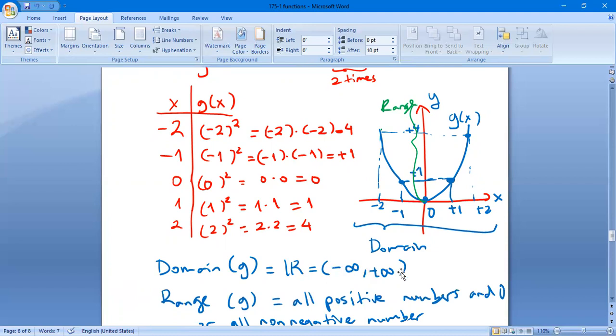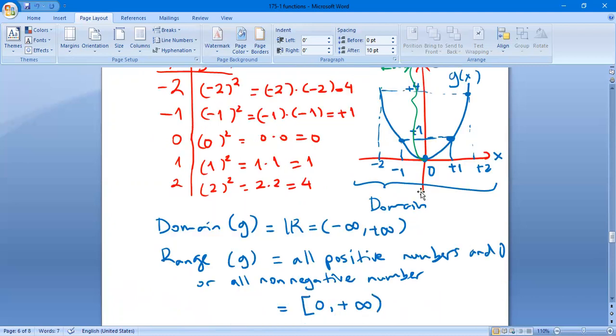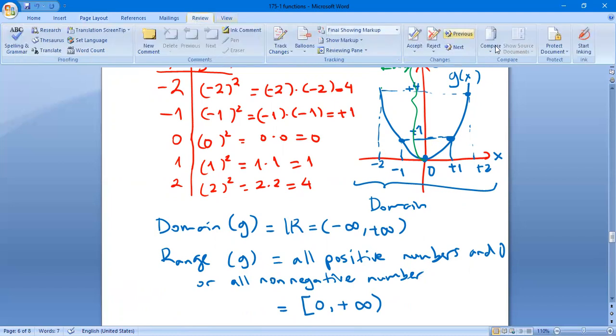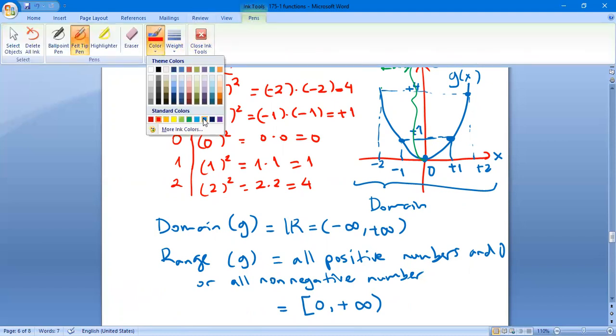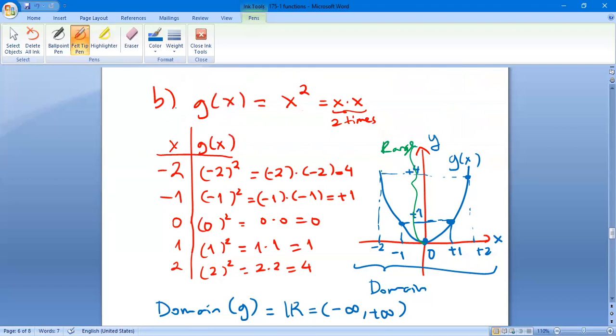For the range, obviously, when you project the graph onto the range axis, it's going to cover up all of the positive numbers starting from 0. So it's all positive numbers and 0, or you can also say all non-negative numbers, which is another notation used in the books. So you should also be used to this kind of notation.